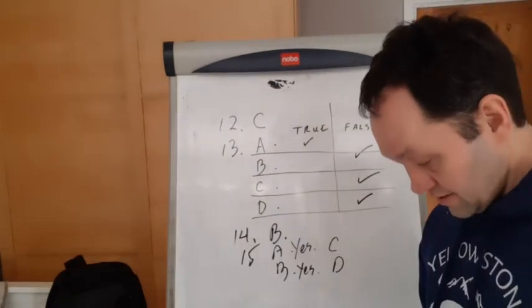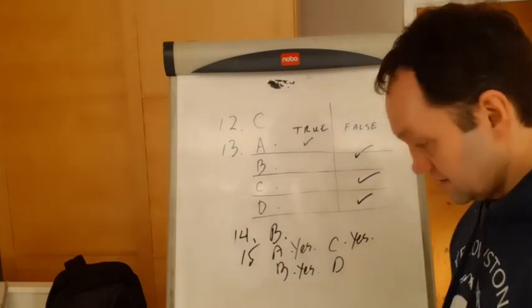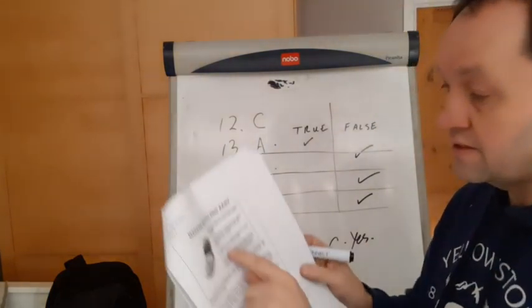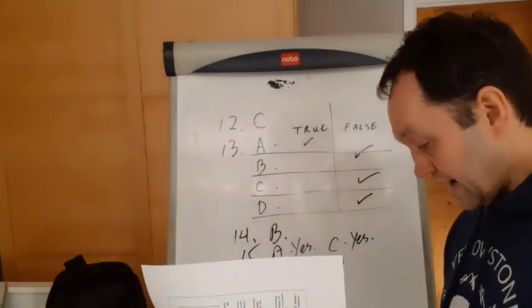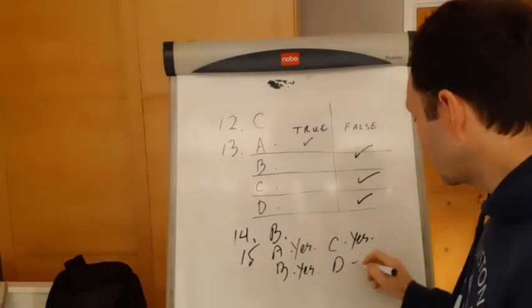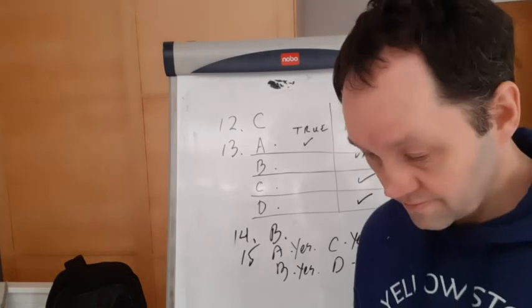C, increasing collections of food waste. Yes. They mention that here in number 2. Make sure you see that box. And D, asking for volunteers to help the council. No, they don't mention the volunteers.